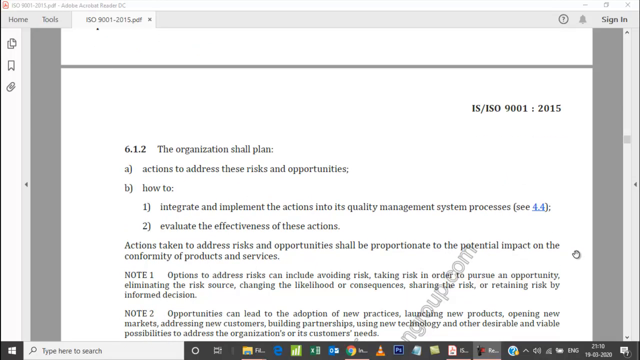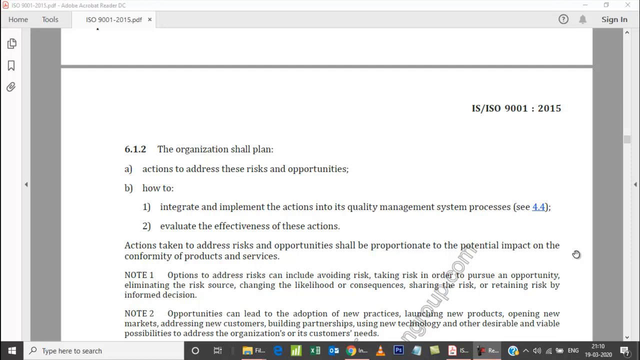Actions taken to address risks and opportunities shall be proportionate to the potential impact on the conformity of products and services. Note 1: Options to address risks can include avoiding risks, taking risks in order to pursue an opportunity, eliminating the risk source, changing the likelihood or consequence, sharing the risk, or retaining risk by informed decision.